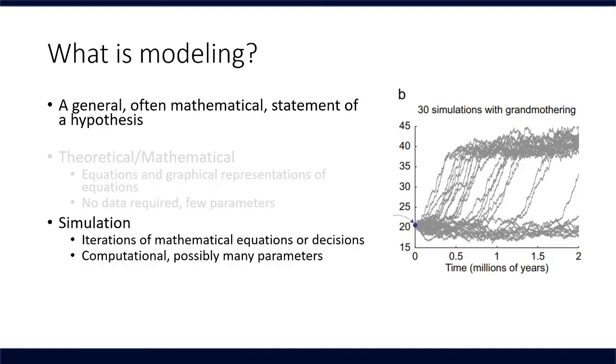An agent-based model, which is also known as an individual-based model, would be an example of this sort of simulation or computational model. These really require computer modeling. They're computerized, they're computational, they require a lot of processing power in some cases to run because they can get a little bit complex.